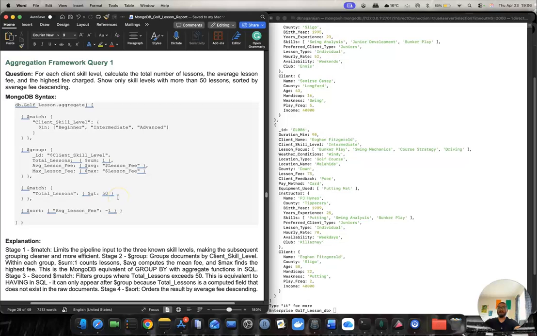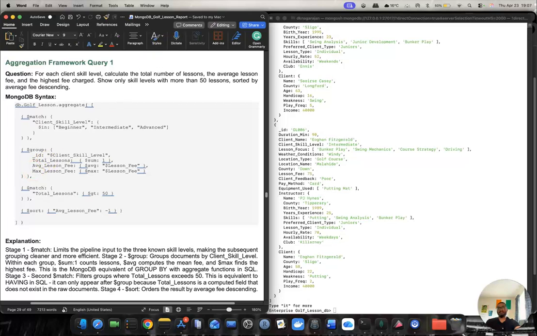This is exactly how HAVING works in SQL. In SQL, WHERE filters rows before GROUP BY and HAVING filters groups after GROUP BY. MongoDB follows the same logic. The first match filter behaves like WHERE and the second match filter behaves like HAVING. So it removes any skill level groups that don't have at least 51 lessons. In practice, all 3 skill levels likely exceed 50 given the balanced data, but the condition is still correct and meaningful.